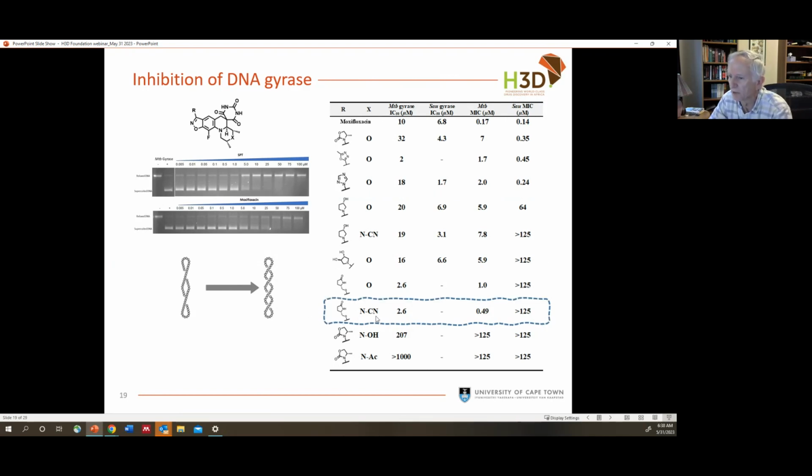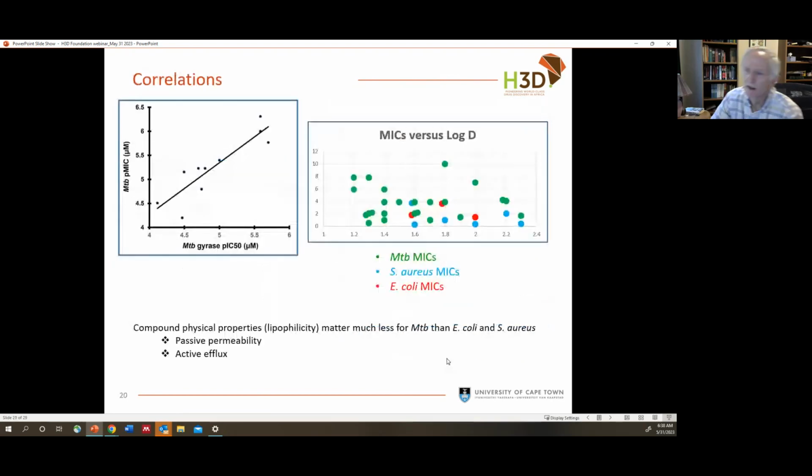Now, this is a compound that I had mentioned in the previous slides. Exquisite selectivity between MTB and staph activity, and a host of other pathogens. Now, what's the reason for this? We showed there's a fairly good correlation between enzyme inhibitory potency, MTB gyrase inhibitory potency, and whole cell activity that you see in this series. You don't get this correlation for other pathogens, for example, E. coli and staph.